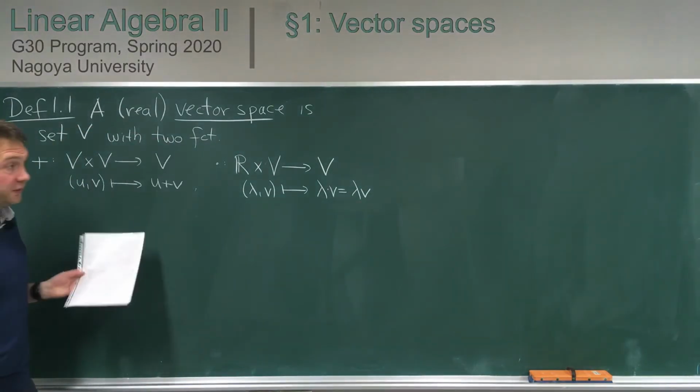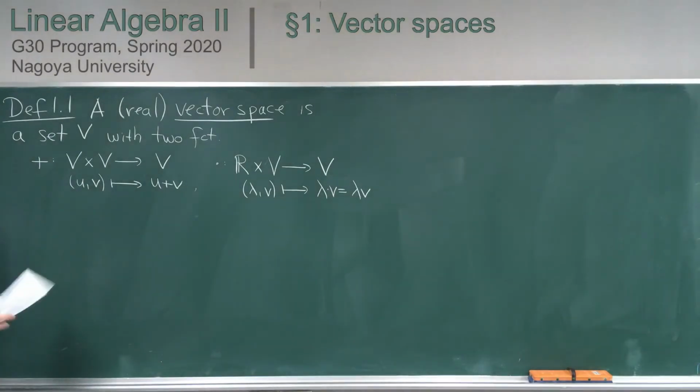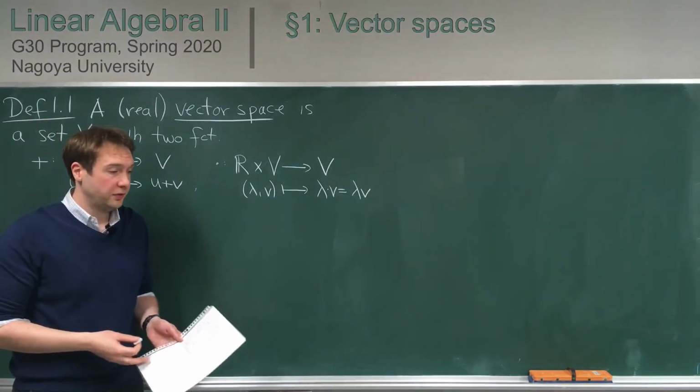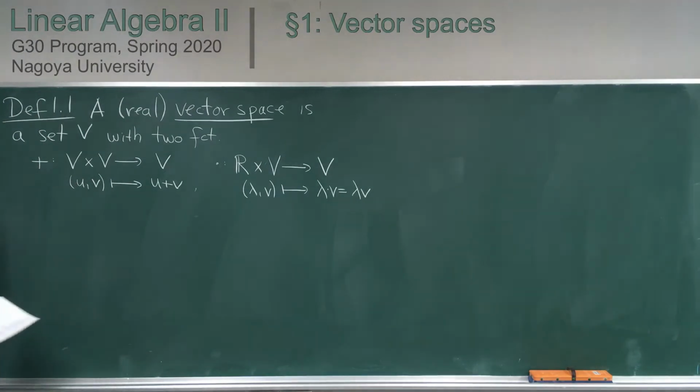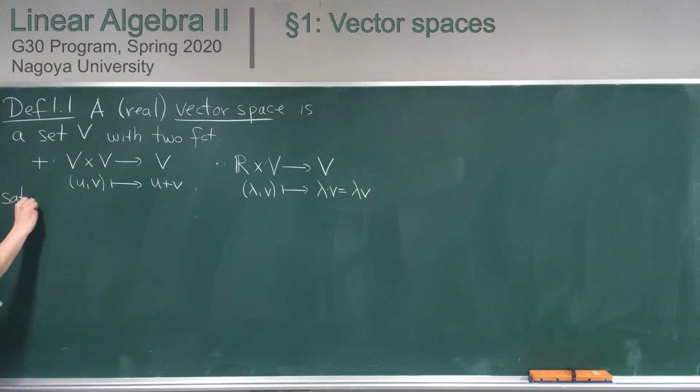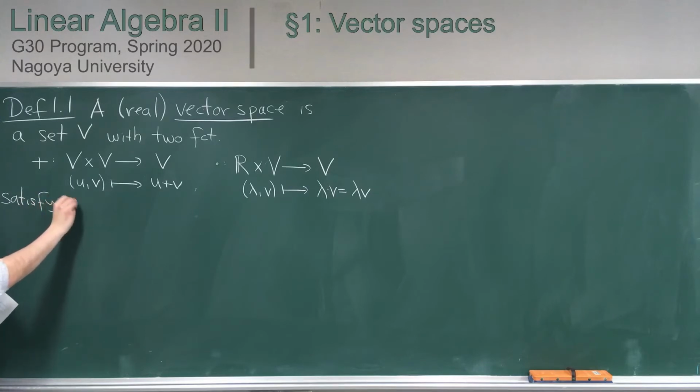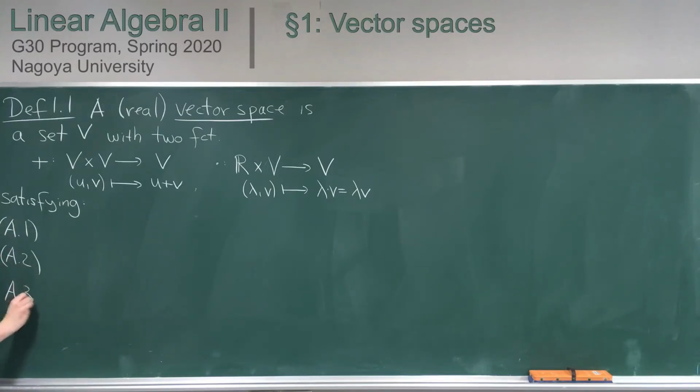And these should satisfy certain rules, and these rules are exactly the rules you always use when you calculate with vectors. And so there are two categories of rules. So we have these two functions satisfying certain rules, and the first set of rules are properties for the addition, and I will denote them A1, A2, A3, and A4.